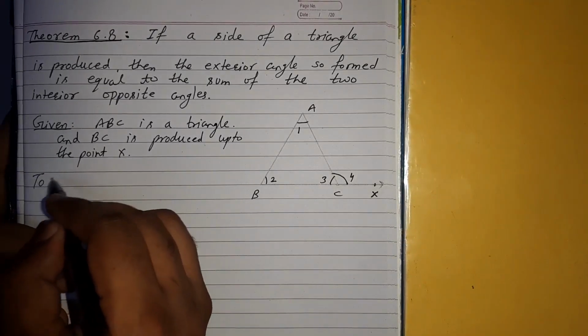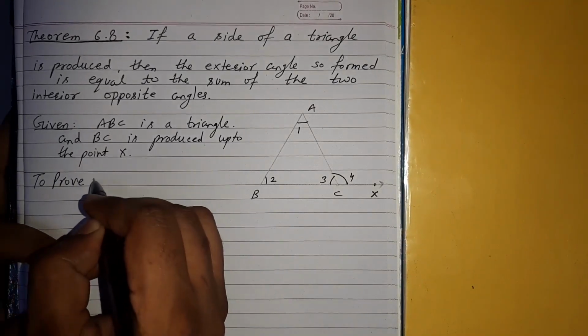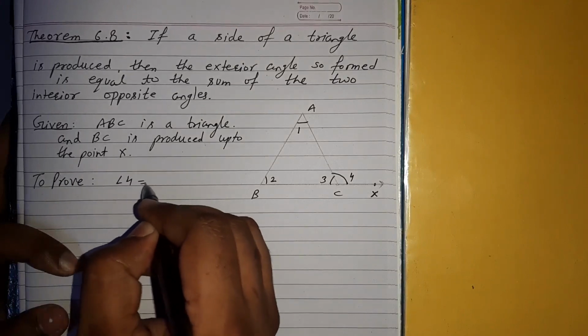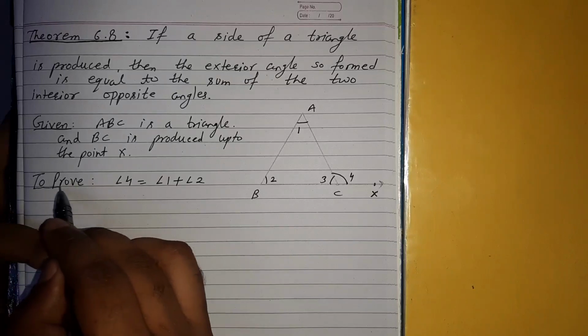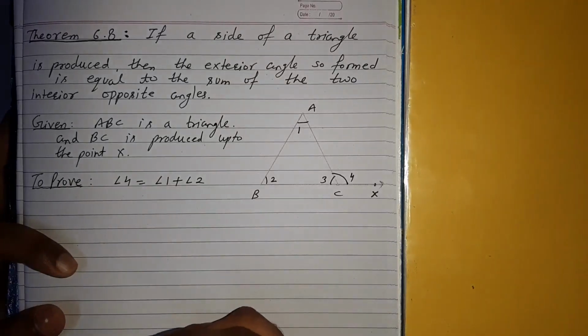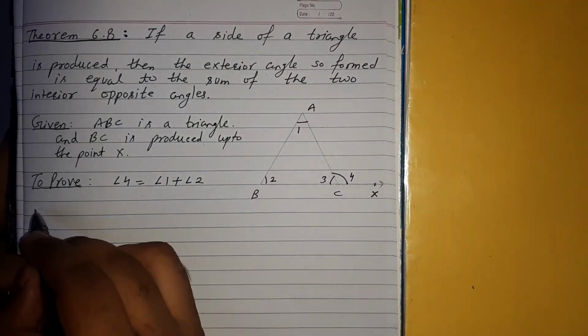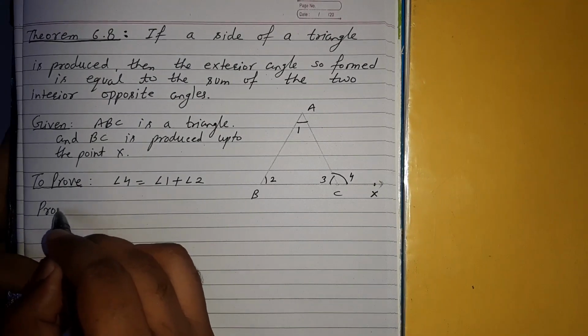To prove angle 4 is equal to angle 1 plus angle 2. In this theorem there is no need for construction, so we will skip this step. The next point is the proof.